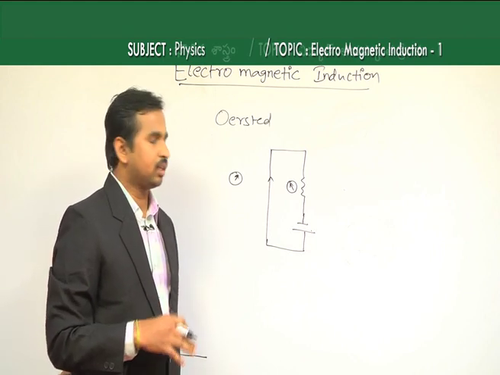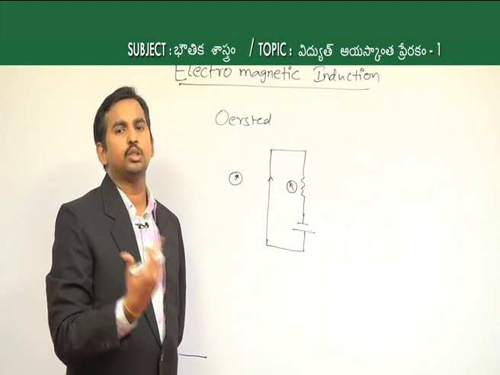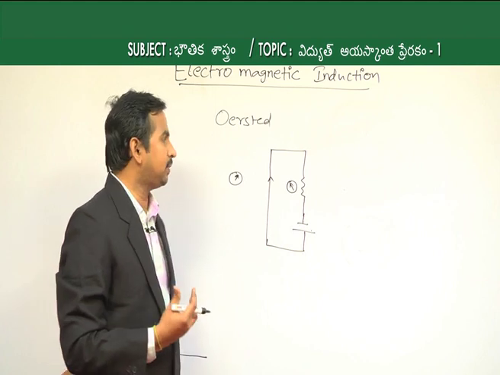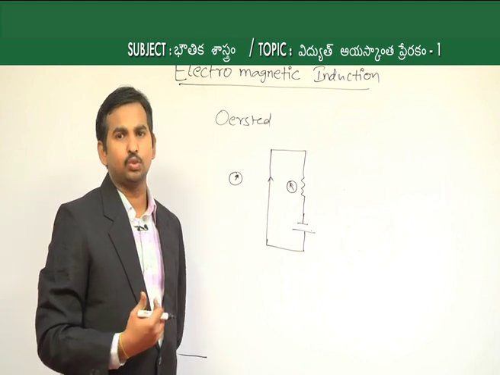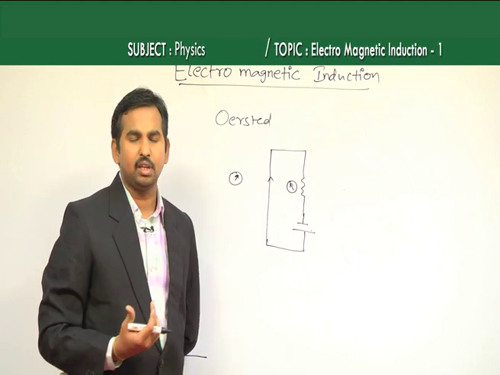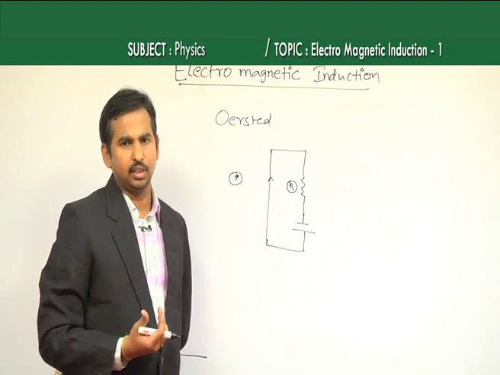Not only that, we can also say that whenever a charge is moving, because current is nothing but the rate of flow of charge, whenever the charge is getting accelerated, around that we have a magnetic field.